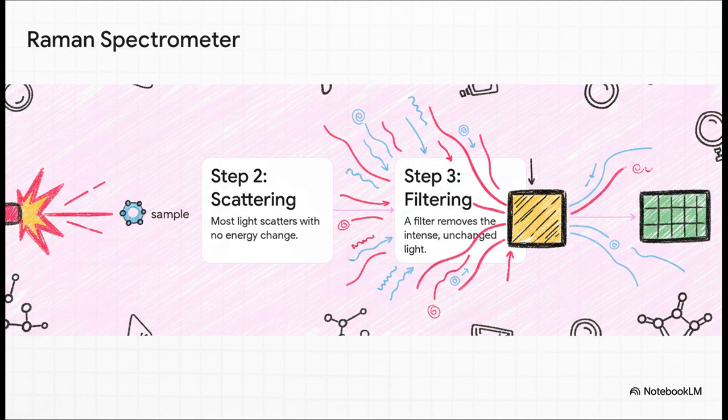That's our Raman signal. The absolute biggest challenge in building one of these is the filter. You need something that can block the ridiculously bright laser light while letting that incredibly faint Raman signal sneak through to a super sensitive detector. It's a real engineering feat.